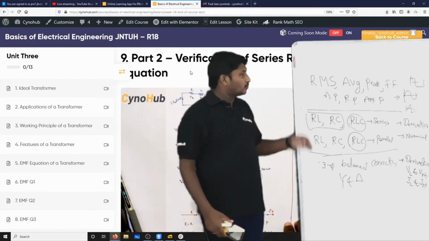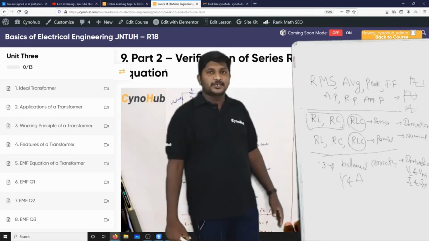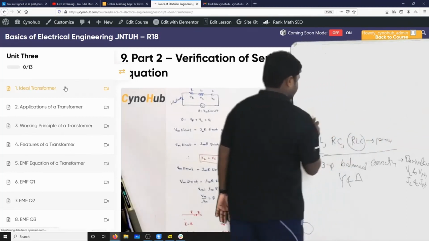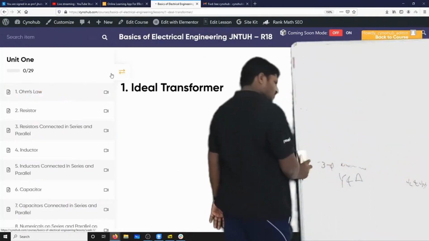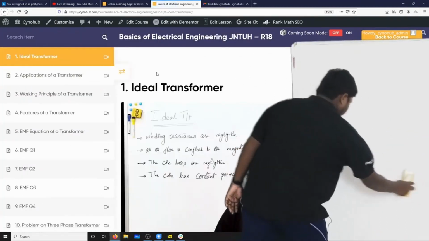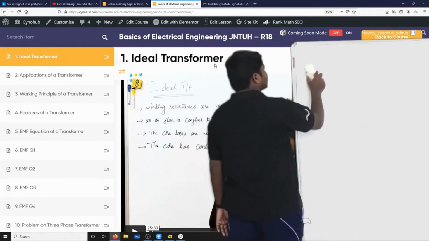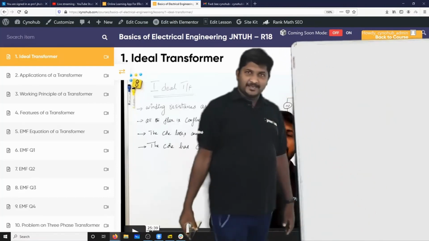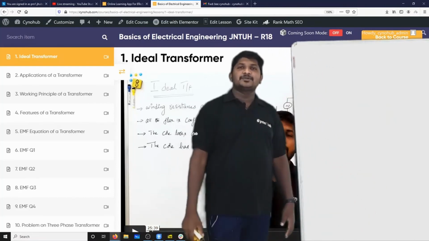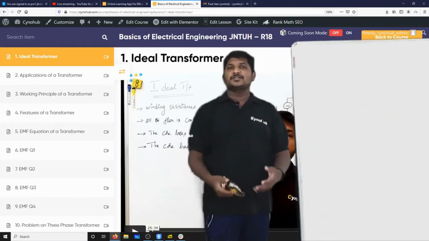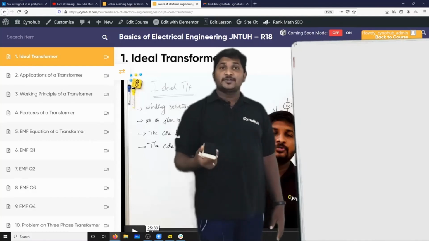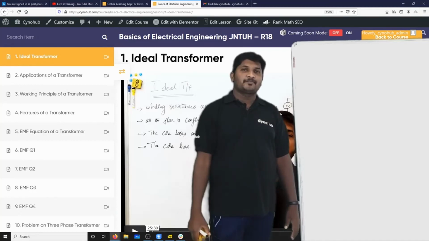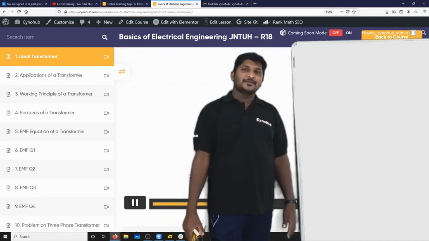Okay, now I'll go to unit number 3. So what is unit number 3? It is the transformer. Now you have entered into electrical machines. Electrical circuits are completed: unit number 1 and unit number 2, DC circuits and AC circuits. Unit numbers 3, 4 and 5 are electrical machines. Now the problem starts from unit number 3.